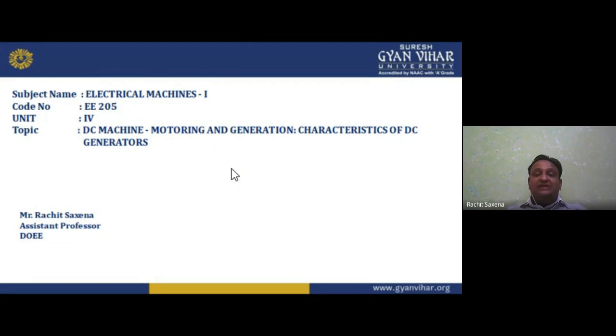On the basis of excitation, we have two types. One is separate excitation, from a separate battery or DC source. The other is self excitation, due to residual magnetism. In self excitation, we have three types. In one, the field winding is connected with the armature in series. In the shunt one, the field winding is connected in parallel to the armature winding. Then we have the compound, in which we have long shunt and short shunt, cumulative and differential. So these are basically the types of excitation, the types of generators.